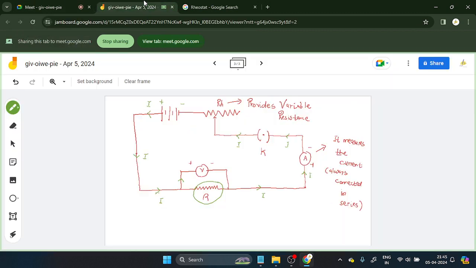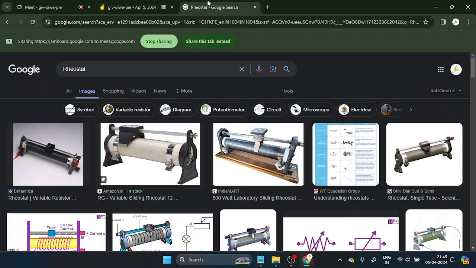Yeah. Okay, so basically, as you can see, I will slide the bar of this rheostat to increase or decrease the resistance. Why rheostat? Because the rheostat controls the value of current. When we increase the resistance, current is going to decrease. When we decrease the resistance, current is going to increase, right? So we will slide the bar of this rheostat, because it provides variable resistance and it will control the flow of current. That's why.